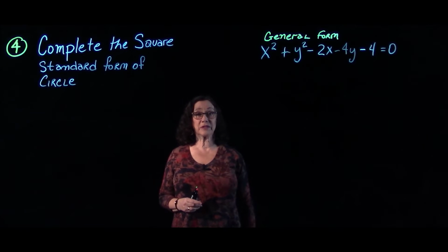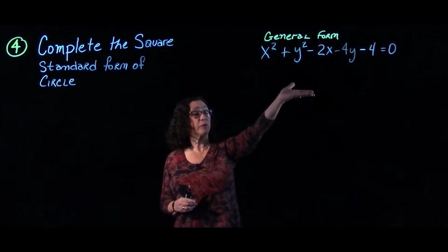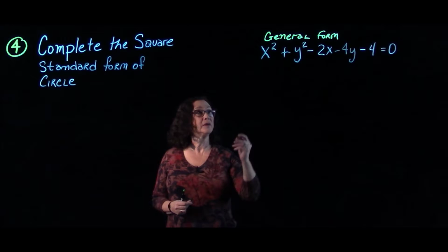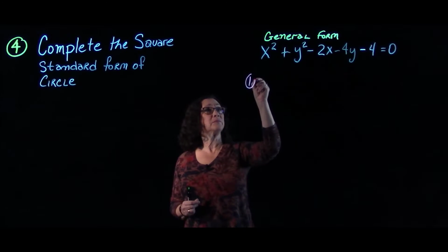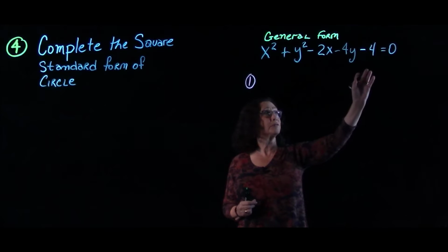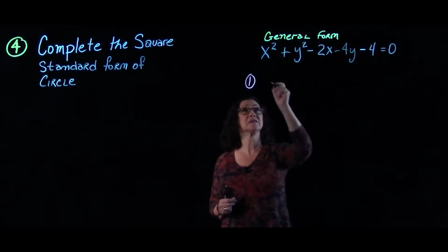For this lesson, I'm going to demonstrate how to complete the square in order to change an equation for a circle from general form into standard form. The first step is going to be to isolate the variables on one side of the equal sign. I'm going to do that by adding 4 to both sides.